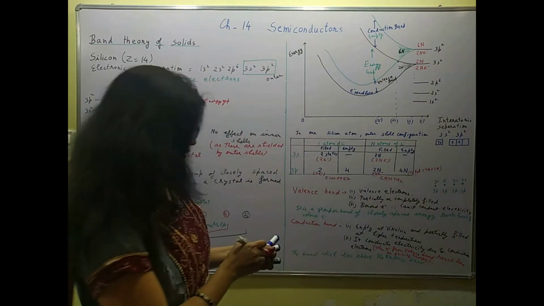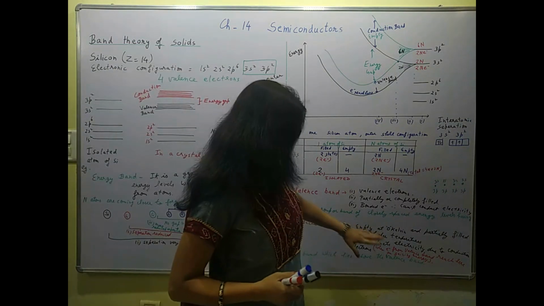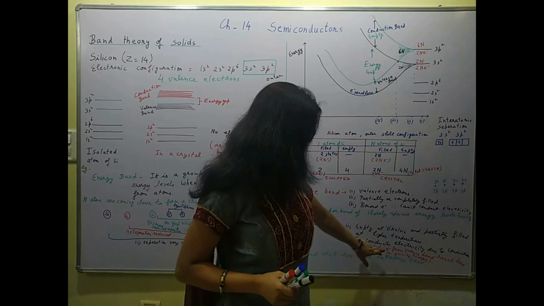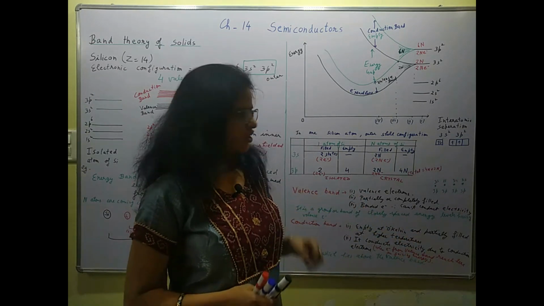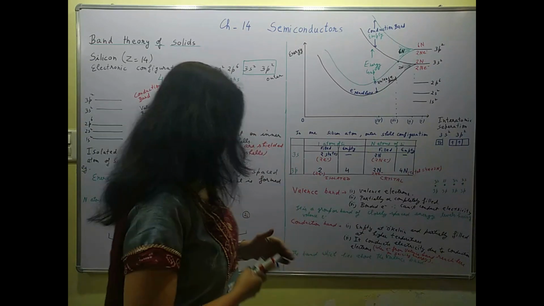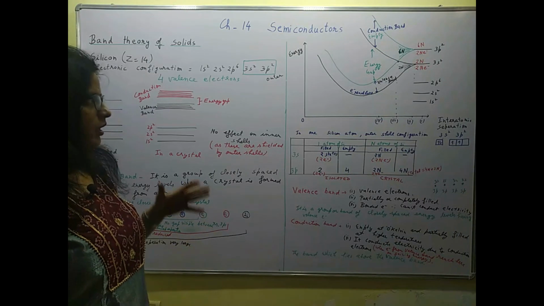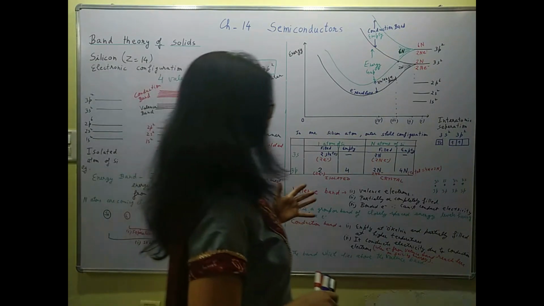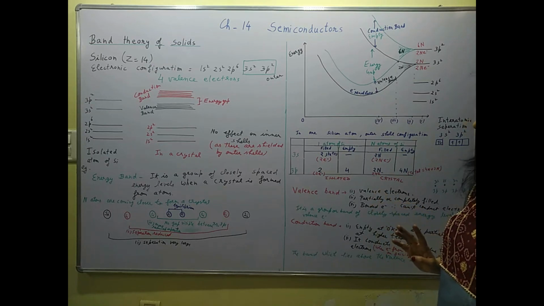So let me read this out for you. The writing is very small over here. The conduction band conducts electricity due to conduction electrons when electrons from the valence band reach here on gaining energy equal to the energy gap, right? So this was all about the band theory and the concept of valence band and the conduction band, right?